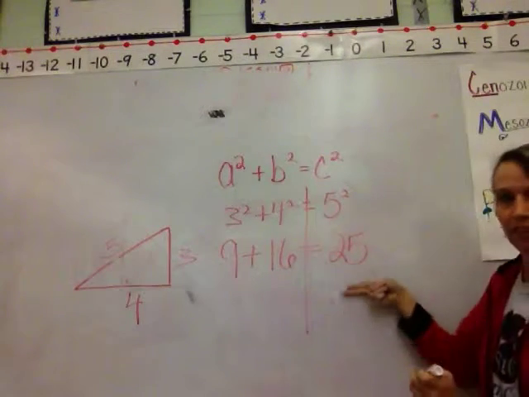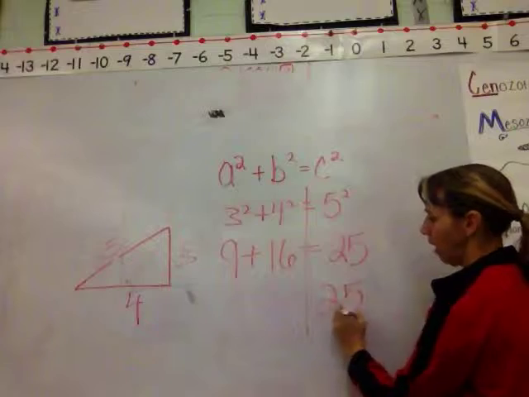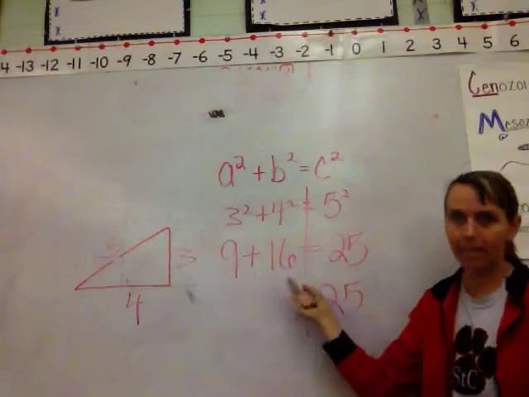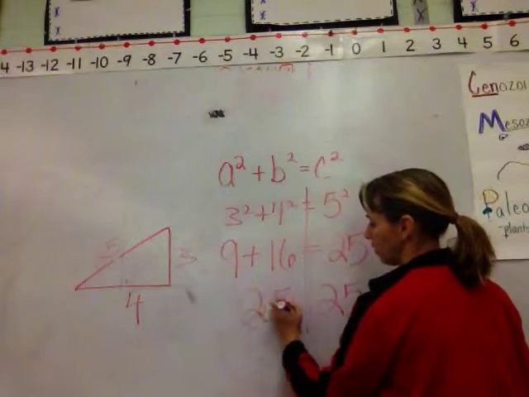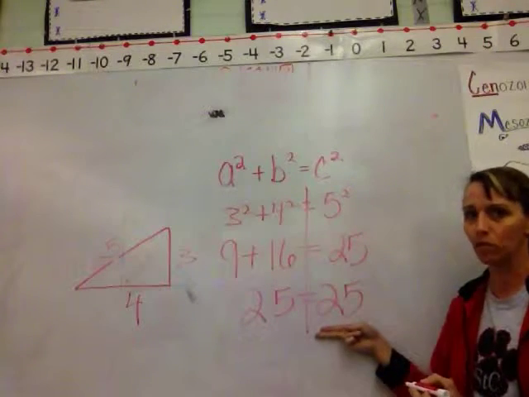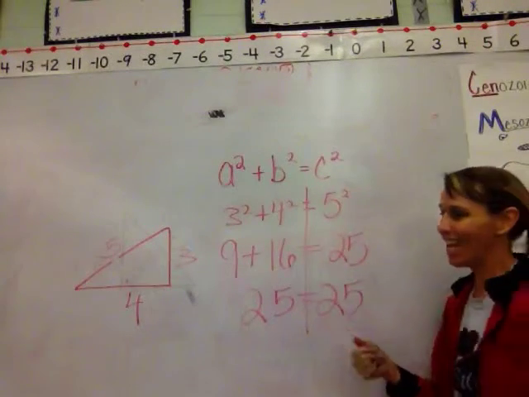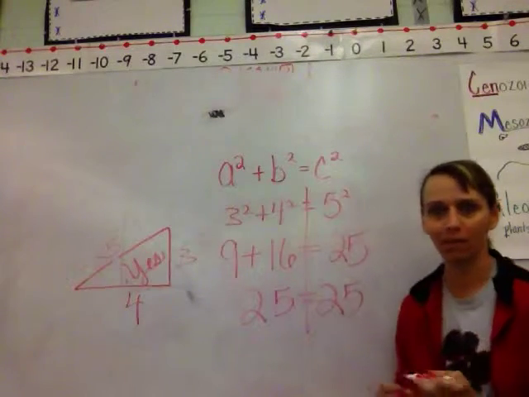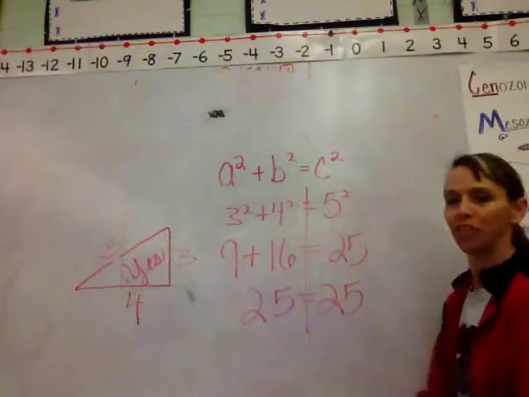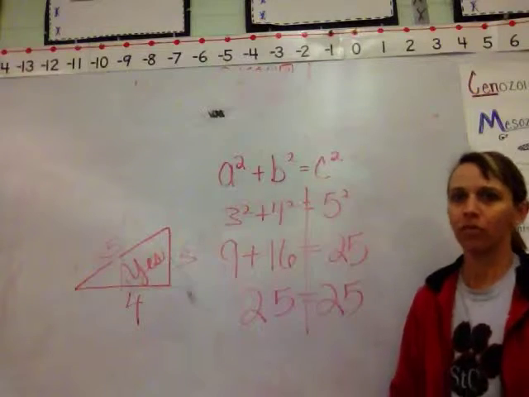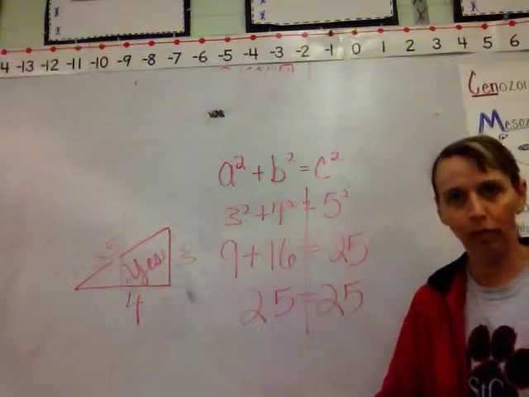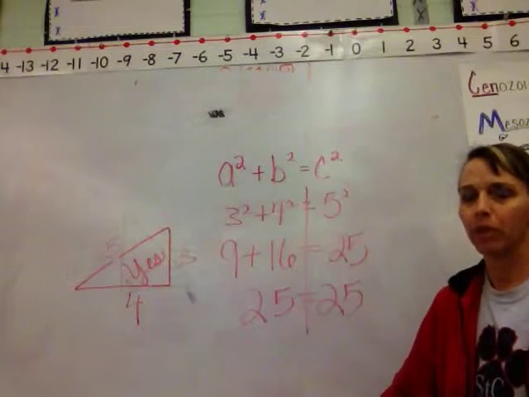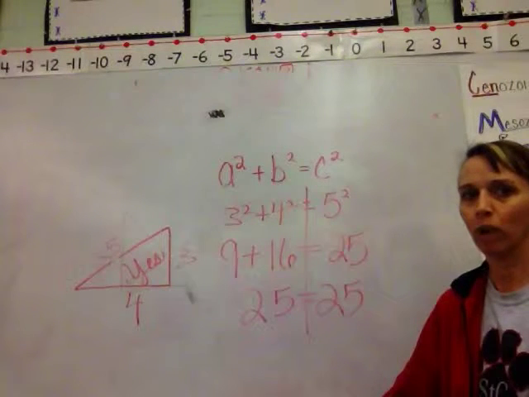You notice 25 is on this side. Awesome. And 9 plus 16 is 25. So 25 is definitely equal to 25. So in this case, this shape would be a yes. This is a right triangle. Okay, this is also called the converse. So this is how, if your directions are asking you for the converse, you are telling them whether it's a right triangle or not.